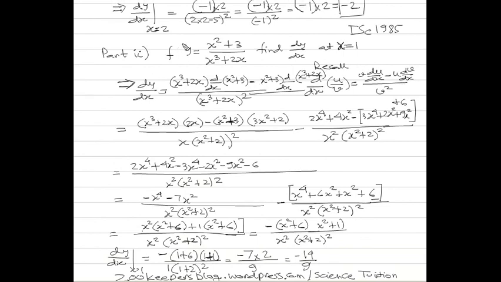that is, if f of x, which is y, ultimately this f of x is y, is x square plus 3 over x cube plus 2x, then find dy by dx at x is equal to 1. Now we can write dy by dx again in u by v form. We recall that d by dx of u by v is (v du by dx minus u dv by dx) over v square. We just substitute these values.